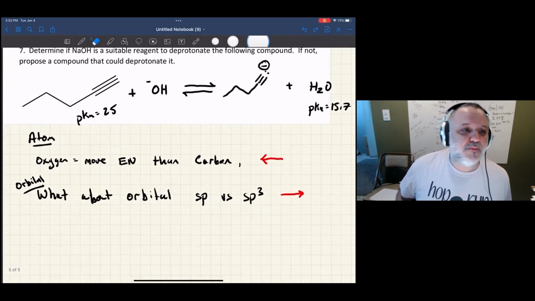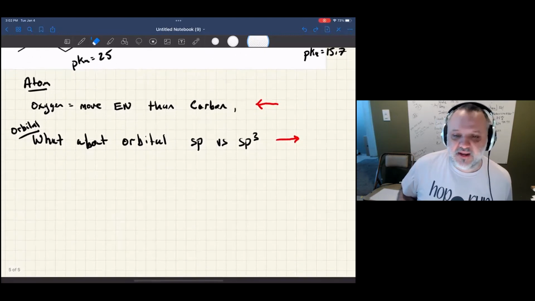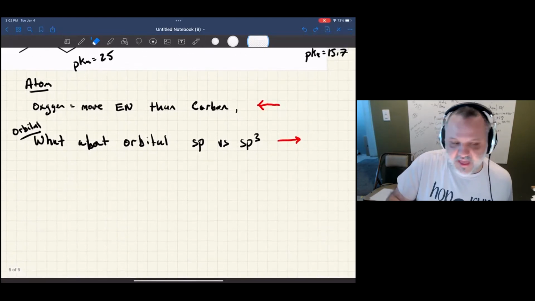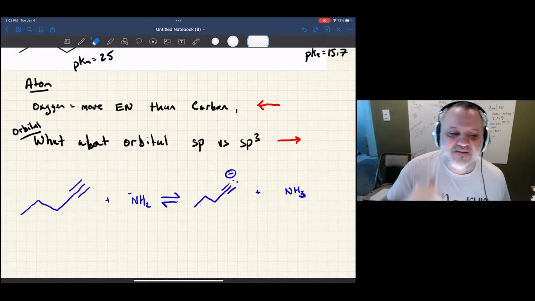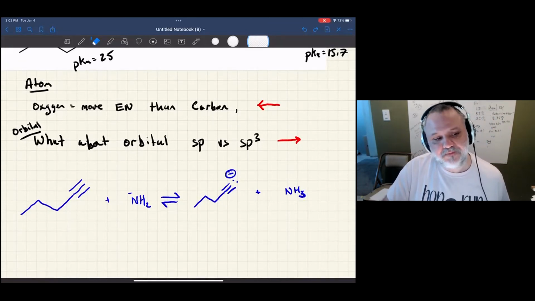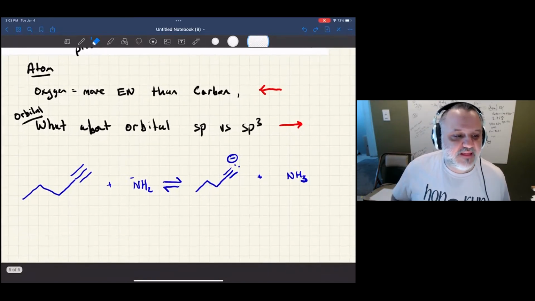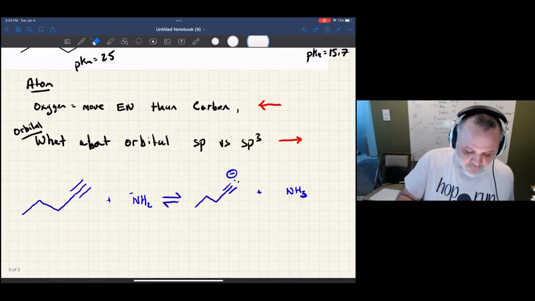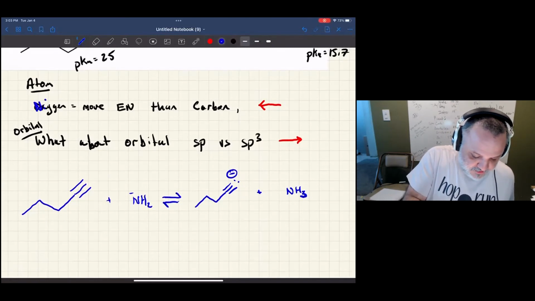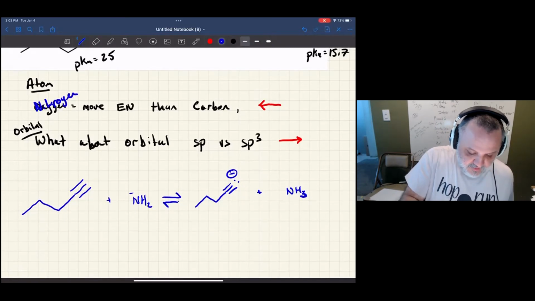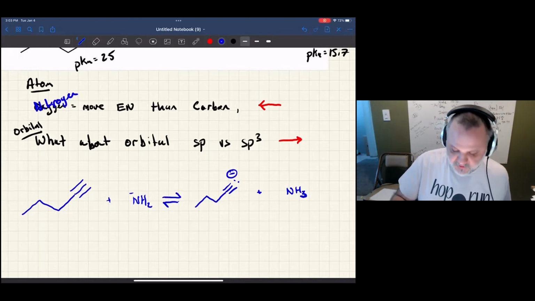Now it does ask us to propose a compound that could deprotonate it. So how about something like amide? Sodium amide, the operating species there would be the NH2 ion. So let's take a look at that case. Now, in this case, we're dealing with nitrogen. And so what do we say? Nitrogen is still more electronegative than carbon.